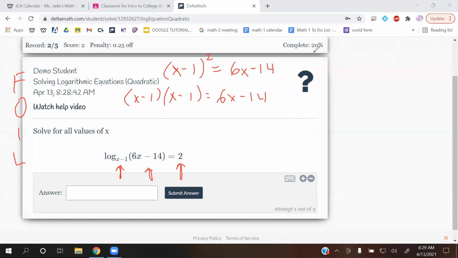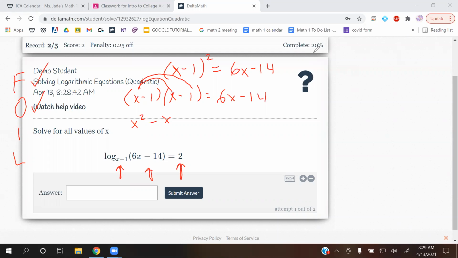The F in FOIL stands for first. So that's the x times x, which gives us x squared. So that was our first, F for first. The O in FOIL stands for outer. So we're going to multiply those two, x times negative 1. So that's minus x. When you multiply it together, that's the O in FOIL.